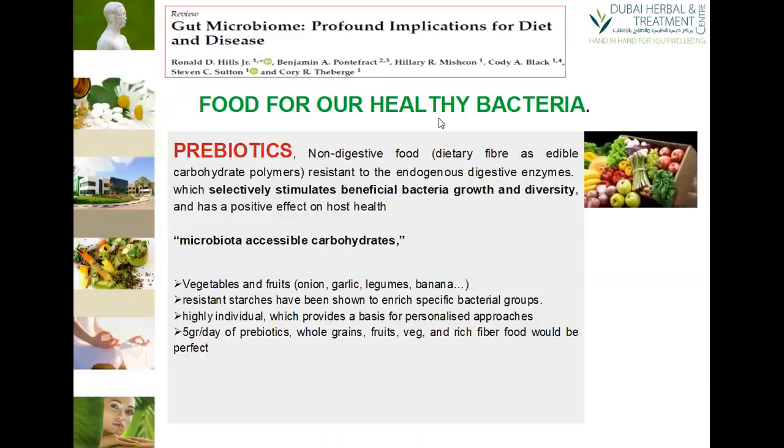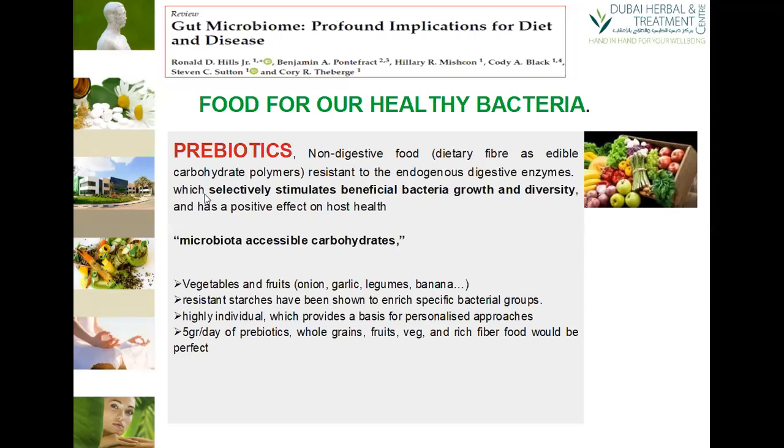If we talk about food for healthy people, or to improve our gut microbiota, then definitely we need to go for prebiotics. It is non-digestive food. I mean, food rich in fiber or resistant starch, like vegetables, fruit, onion, garlic, legumes, banana. But be careful, because nowadays there is a lot of fashion with the detox diet, or with vegan and vegetarian diets. Not all guts are suitable to eat all types of vegetables and fruit.